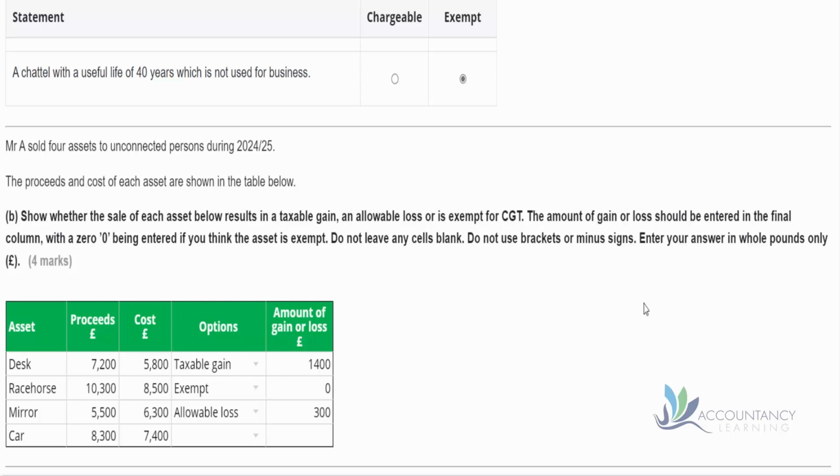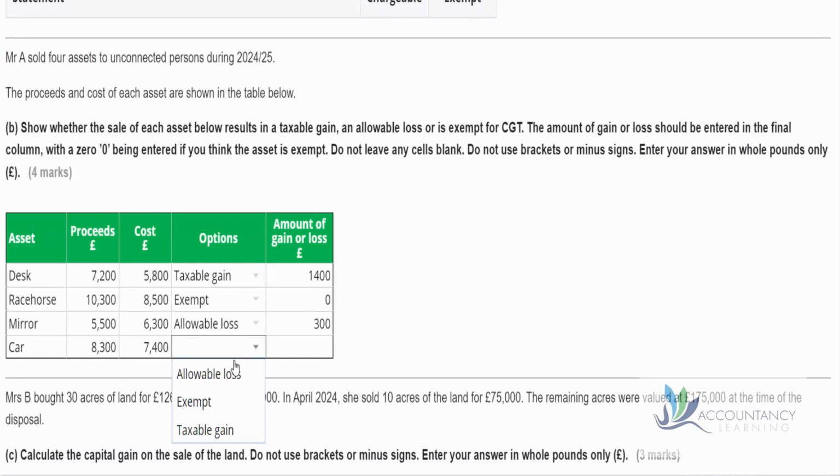And then we have a car, and we just need to remember that cars are exempt. Again, we could recognize that the car is a wasting chattel, isn't it? So it's tangible, it's movable, and in most cases likely to have a life of less than 50 years. So we know there are some cars that have a longer life than that, but in this case, we're going to say that it's exempt. So there'll be no loss there. So you just need to remember cars are exempt.